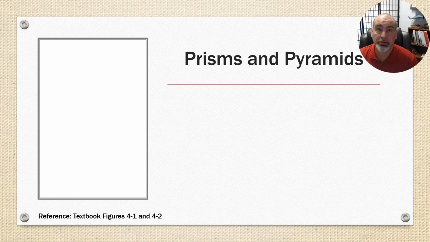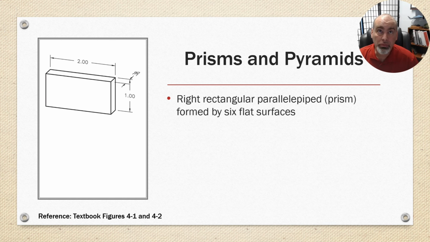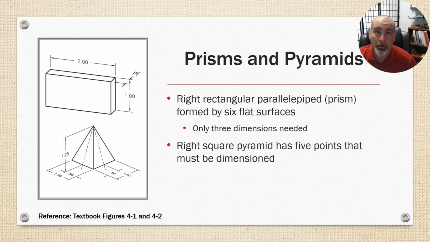Prisms and pyramids. Right rectangular parallelepiped, or prism, formed by 6 flat surfaces. Try saying that word 5 times fast. Only 3 dimensions are needed. A right square pyramid has 5 points that must be dimensioned. So these are examples of primitives.